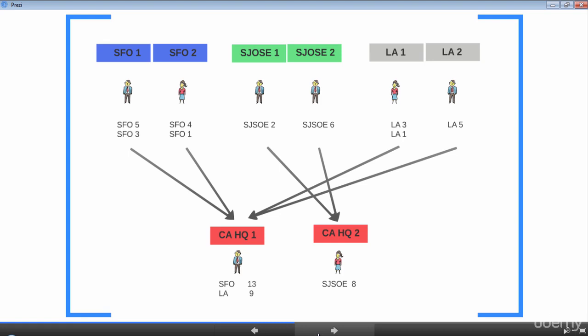So what can we do? Simple. We can instruct census takers in SFO 1 and 2 to send their results to either headquarters 1 or headquarters 2. Similarly, we should instruct census takers for San Jose and LA. They should either send it to headquarters 1 or 2. Problem solved. You try this model and again you did it.